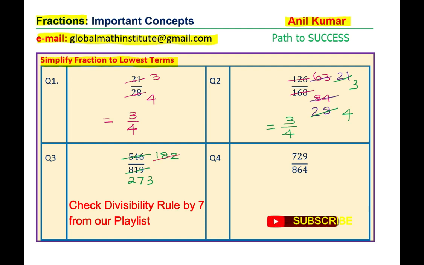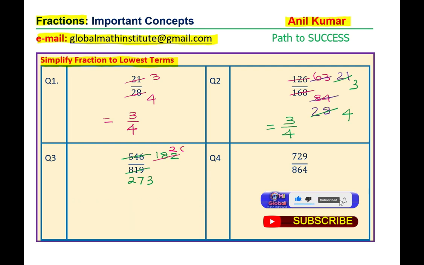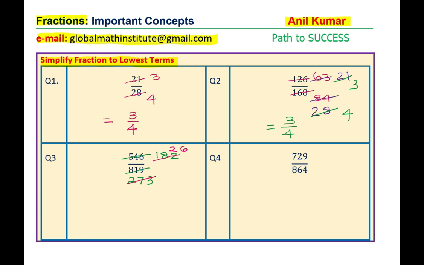However, let's try it out. 7 times 2 is 14. 7 times 6 is 42. So it goes 26 times, right? Here, 7 times 3 is 21, and 7 times 9 is 63, so we get 39. Now you see we got 26 and 39. Which number will divide into 26 and 39? The number which can work is 13. 13 times 2 and 13 times 3. Do you see that? So we get a solution which is 2 over 3. That is the simplest form, correct?